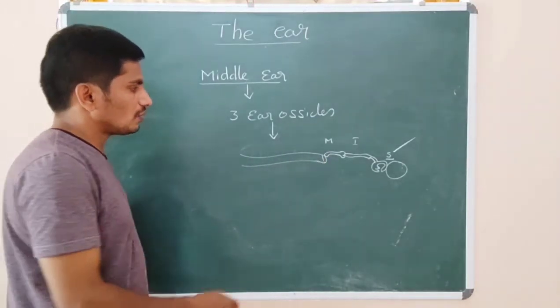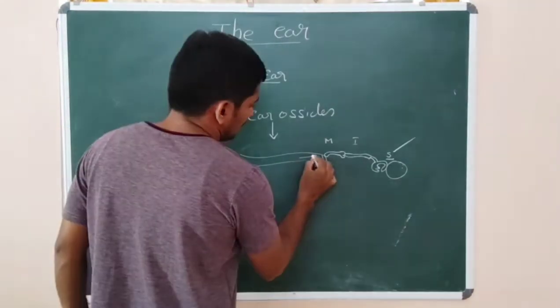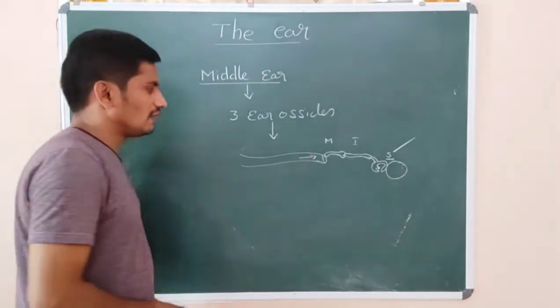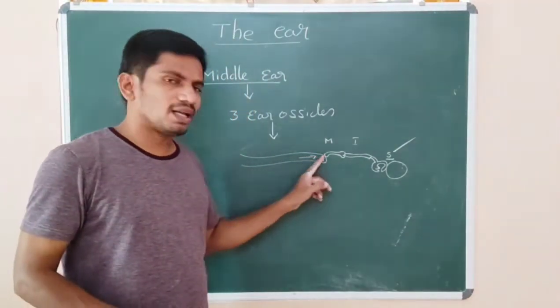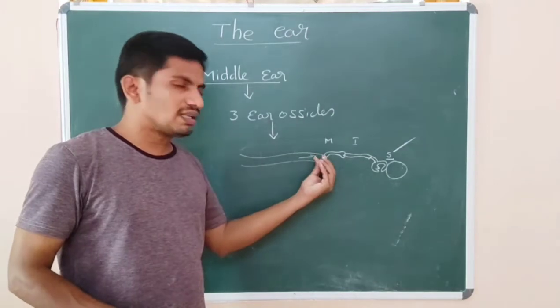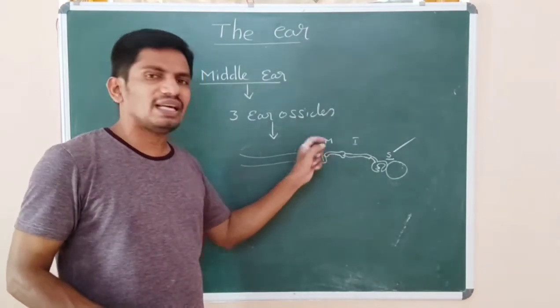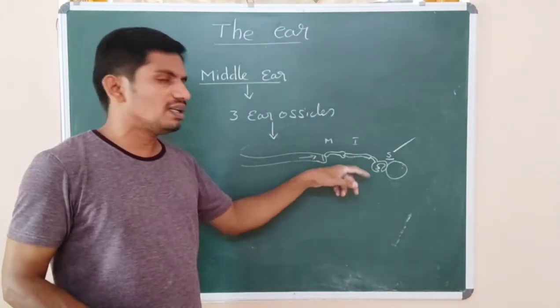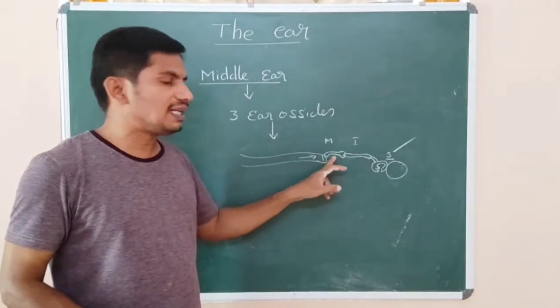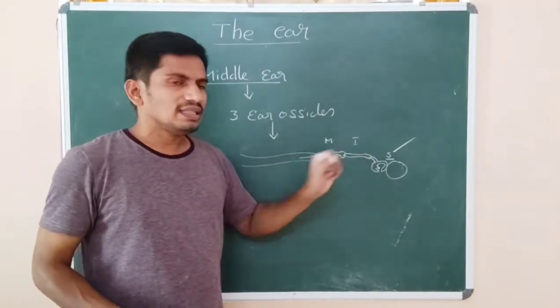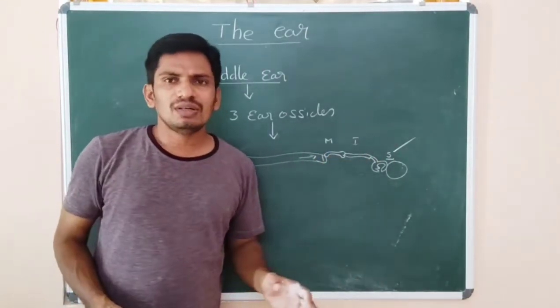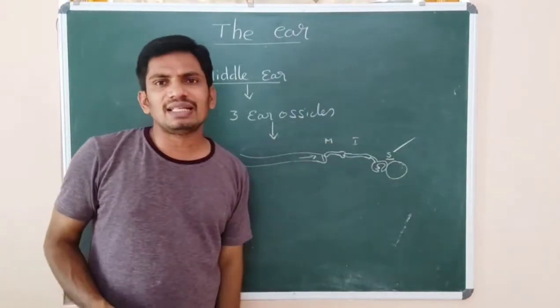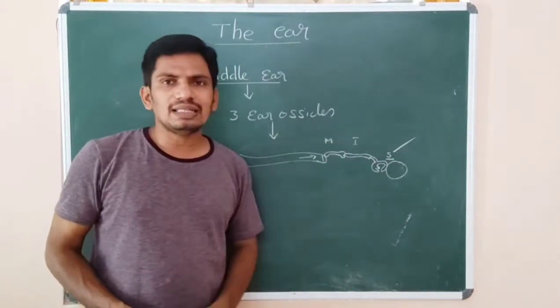That's it. So here, in the mechanism of hearing, sound vibrations will fall on the eardrum. The eardrum will vibrate and the same sound waves will be passed from the malleus to the incus, the incus to the stapes, and the stapes to the round window. These are fluid-filled cavities we'll discuss in the internal ear.